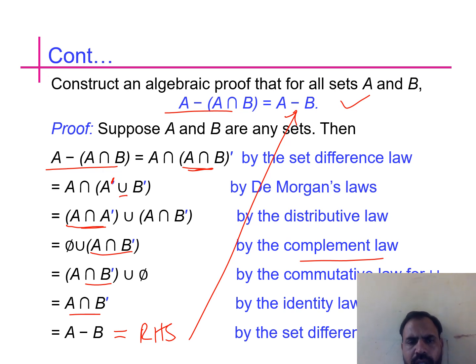So by the identity law, the union of an empty set with a set gives that set. So this gives A intersection B complement, which is equal to A minus B by the set difference law. This is the right hand side of the proof.